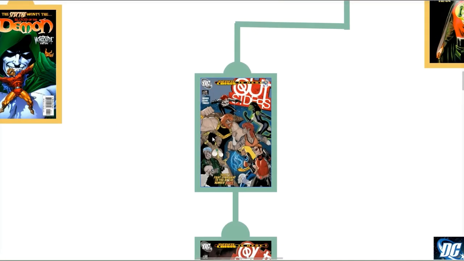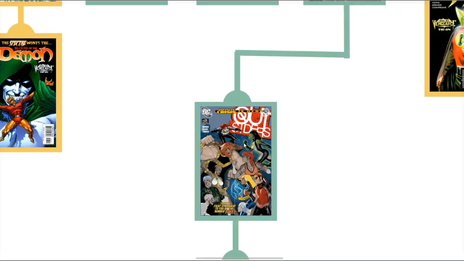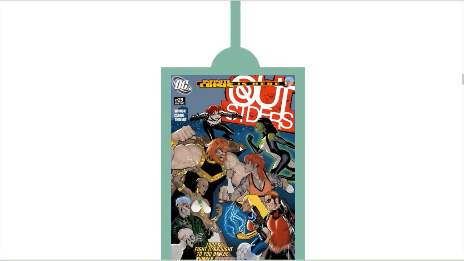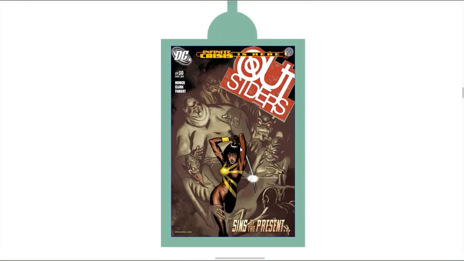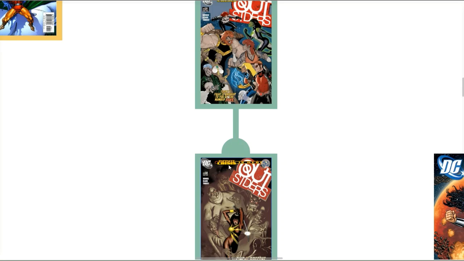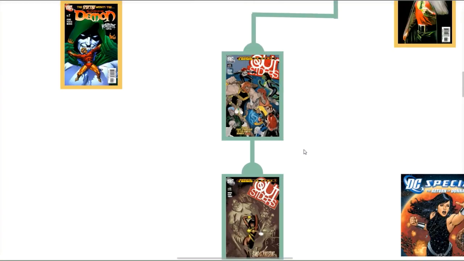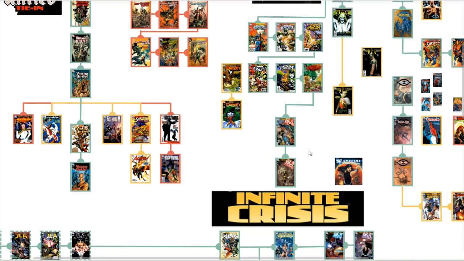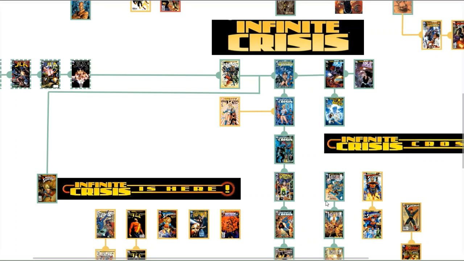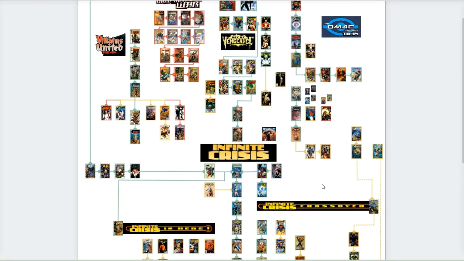After the Day of Vengeance, we then go into a couple of issues here that come straight out of it. These are issues of Outsiders. As you can see, this is Outsiders issue 29, and this is Outsiders issue 30. We're going to talk about that more in a moment because these are branded Infinite Crisis Is Here, so we'll talk about that in just a second. However, I have put it here above the main Infinite Crisis logo. Let me zoom out a little bit more. Right, here we have it.